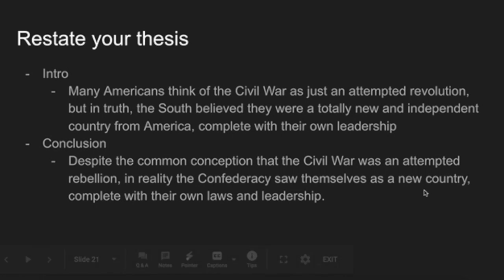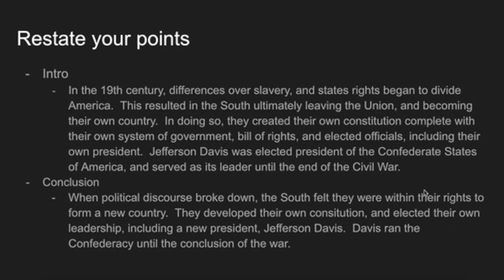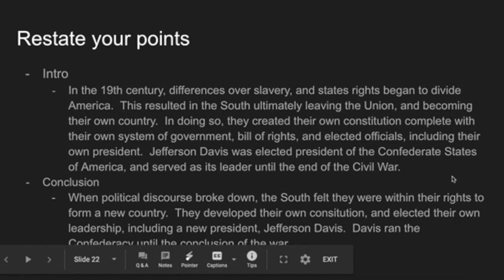So, restating your thesis. On the top here, you have my intro thesis. That's exactly the way that I stated it in my intro. And then you can see my conclusion thesis. If you guys read through both of those, you'll see that they're pretty similar. There's even a little bit of shared language between the two of them. But just tweaking them the tiniest bit is what takes you from a good paper to a great paper.